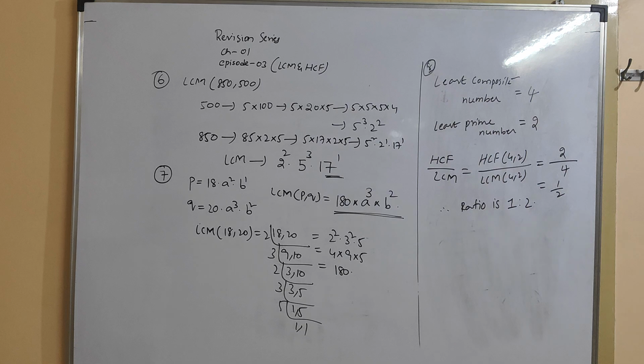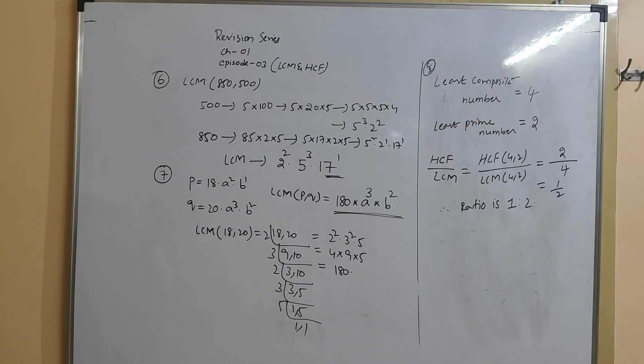Least composite number, least prime number, HCF by LCM. See, these kind of questions you have to be careful. Why? Because children, while doing a little fast, when they see HCF by LCM, they will write LCM by HCF. That you have to be careful about. Please read the question and analyze properly what they are asking. Then only write the answer carefully. Okay, this is clear, right?